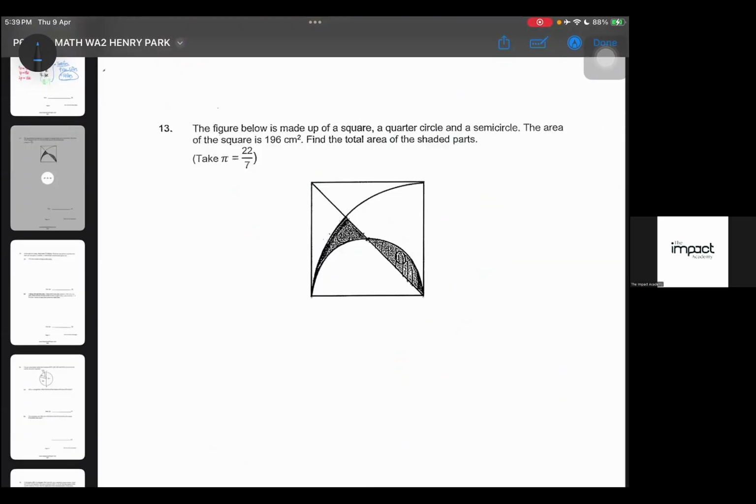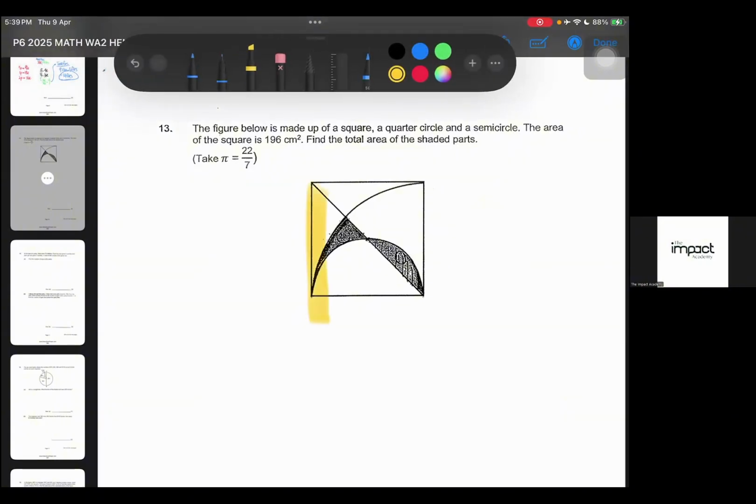Okay. So as you can see over here, it says the figure below is made out of a square. Where's the square? If I may just show it to you, this is the square, okay? All right, a quarter circle. Where's the quarter circle? The quarter circle, as you can see over here, is this one. And a semicircle. Where's the semicircle? This is the semicircle. All right.